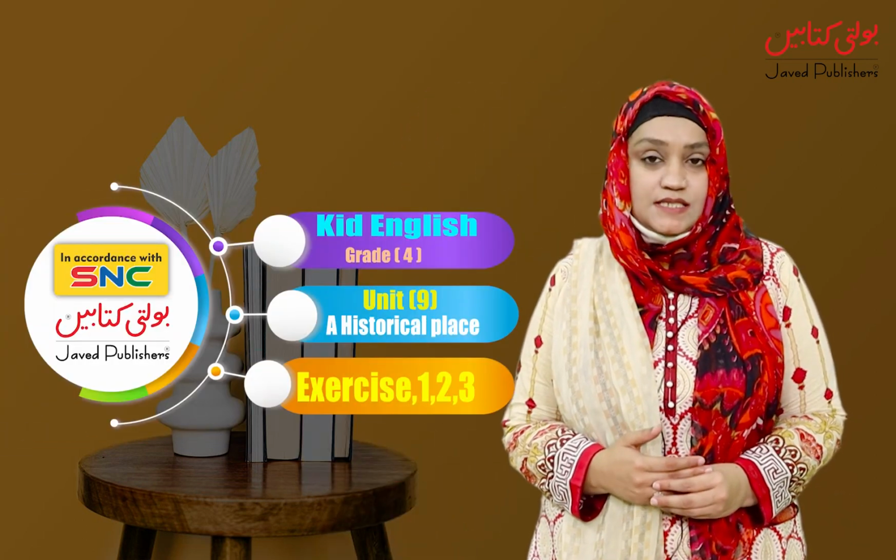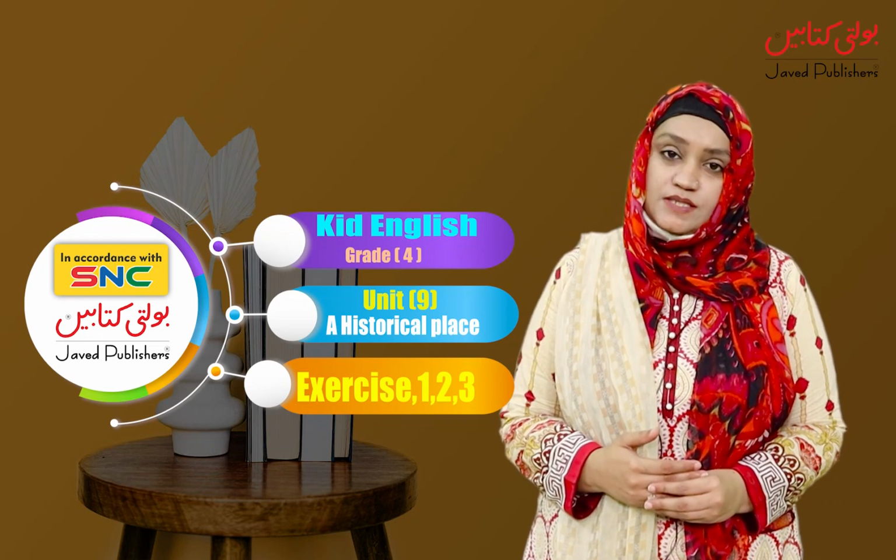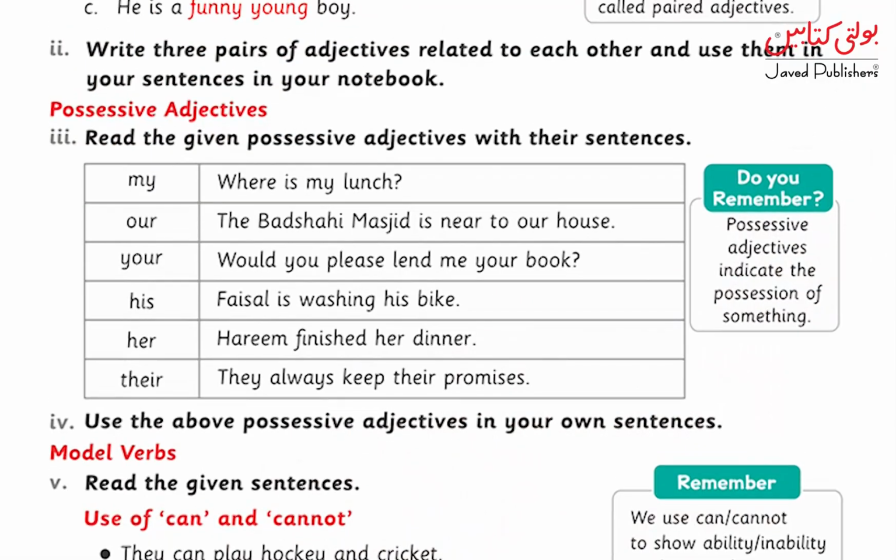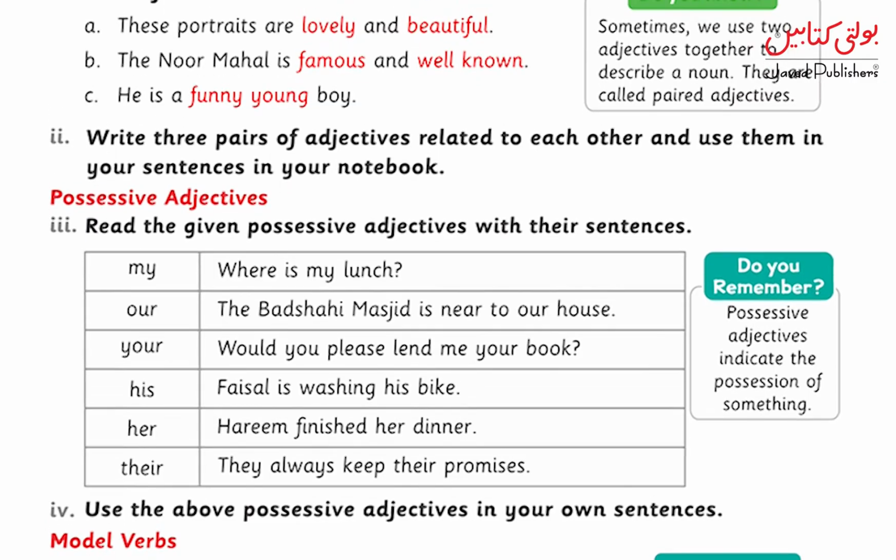Today we will be doing Kids English Grade 4, chapter number 9, and the topic of the chapter is a historical place. So let's start. On page number 64, now we will be doing the grammar section.